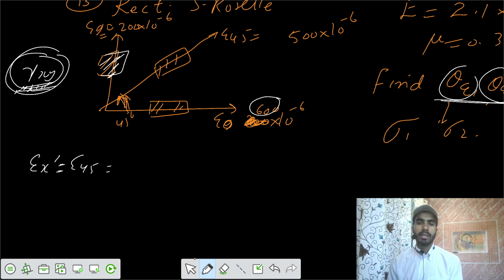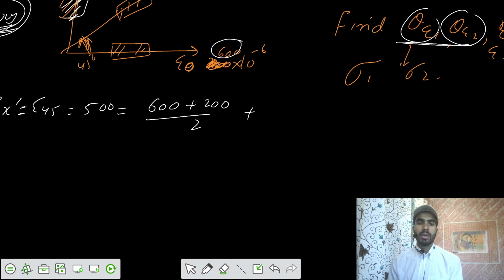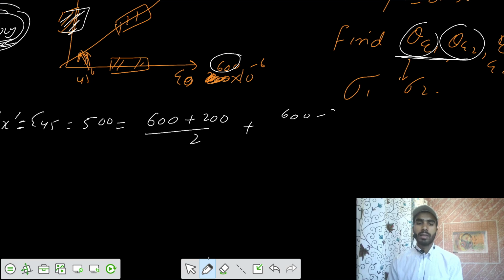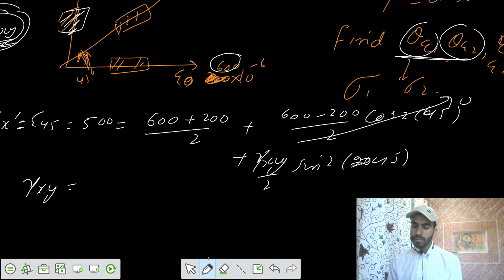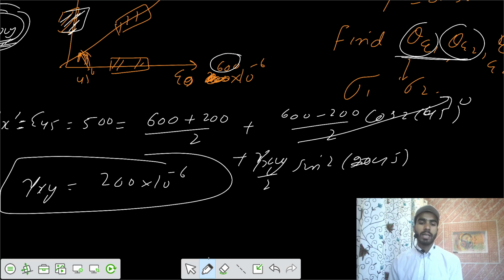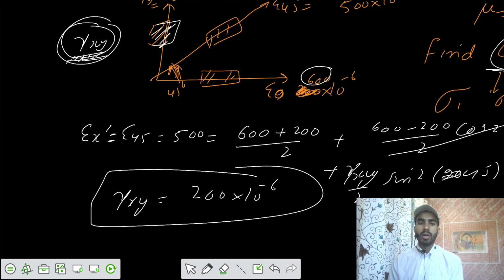So E45 I can write as 500 equals Ex plus Ey by 2, plus Ex minus Ey by 2 cos 2 theta, where theta is 45, plus gamma xy by 2 sine 2 theta, with 2 theta being 90. So the cosine term becomes 0 and we are left with 500. Then we calculate the gamma xy, 200 times 10 to the power minus 6. Now you got the gamma xy.